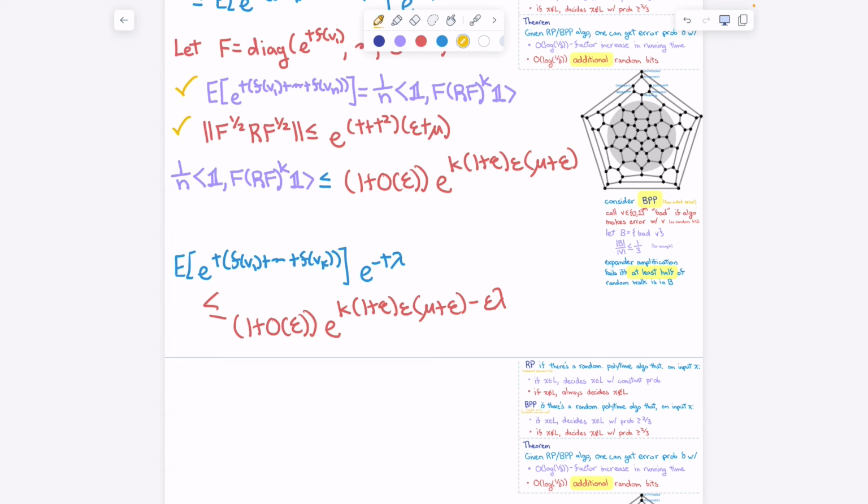Right. So I think lambda we're going to set to this value. Oh, no, we're going to set it to something bigger than this. Maybe you can replace for lambda the 1 plus epsilon with 2 epsilons or something. Okay. So then you're going to be left over with, what are you going to be left over with? You're going to be left over with something like e to the negative epsilon squared over 2 k mu.